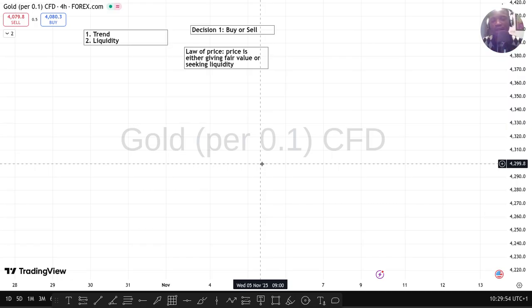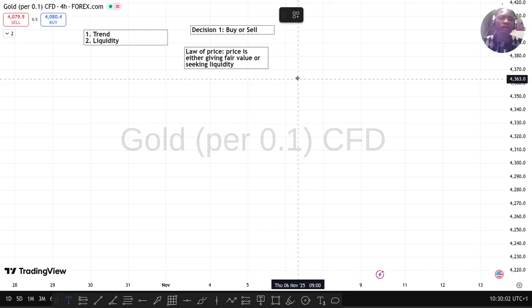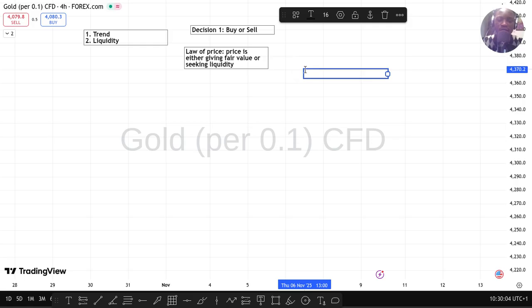I'm going to be explaining what fair value is and what liquidity is in a couple of moments. All right, just stick with me. So, what is fair value? What does it mean when we say price is giving fair value? Now, there are two words that make up this phrase: fair and value. Fair means to be equal, to give equality between two or more persons, between opposing participants, right? Then value, when it comes to trading, we are simply talking about price, right?